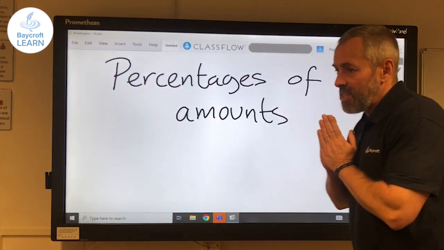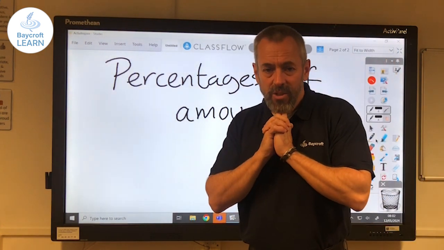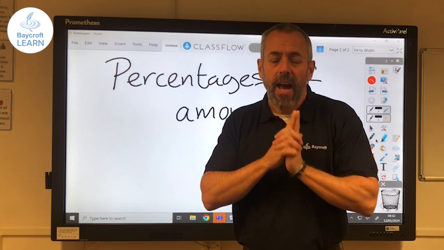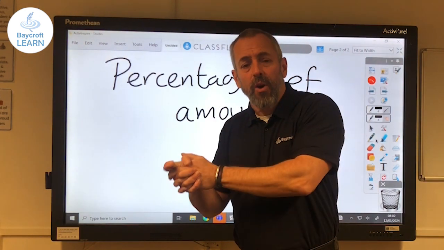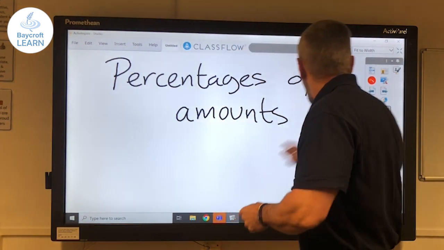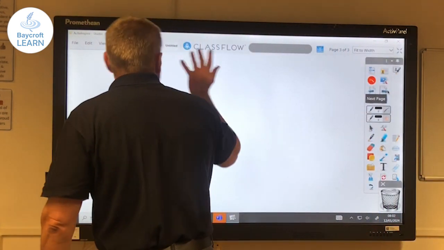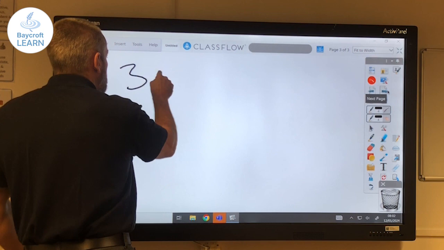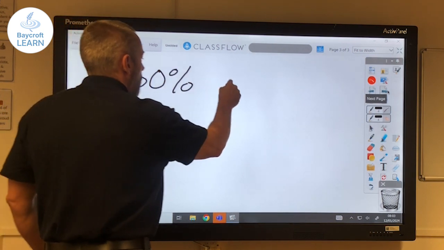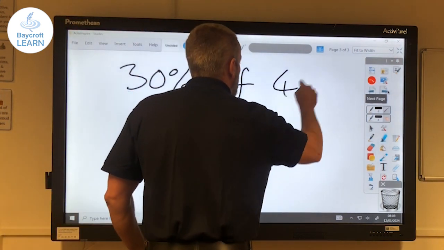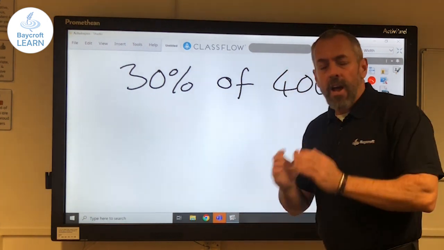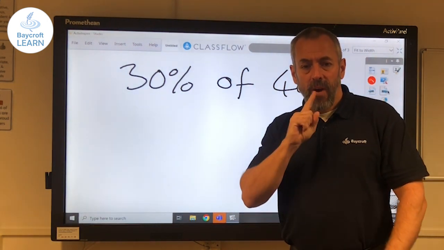So, finding percentages of amounts. These are absolutely questions that will come up in your GCSE, and there are a number of steps that we have been working on in order to solve this. Let's start off quite simple. Let's say we want to find 30% of 400. The first thing that I've taught you to do is find 1%.